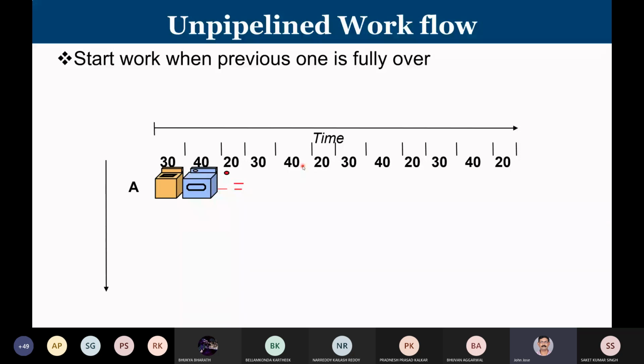Let's say it takes 30 minutes to wash the clothes, 40 minutes to rinse and dry the clothes, and 20 minutes to iron or fold the clothes. So totally it is 30 plus 40 plus 20. That makes a total of 90 minutes of work.